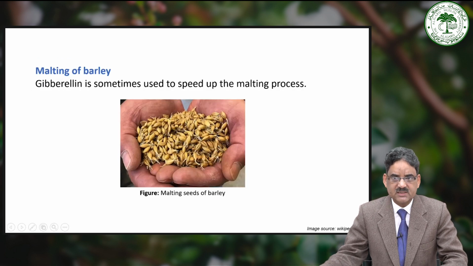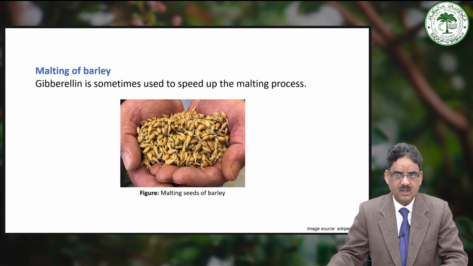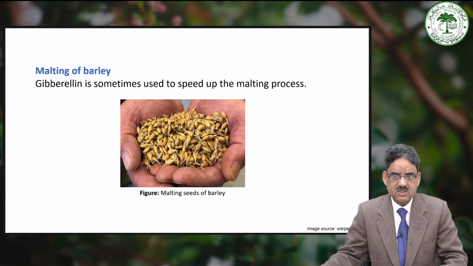In the malting process of barley, gibberellin is employed to enhance specific aspects. It plays a crucial role in breaking down of starches within barley grains, promoting the activity of enzymes like amylases, which hydrolyze starch into fermentable sugars, a vital step for subsequent fermentation in brewing.